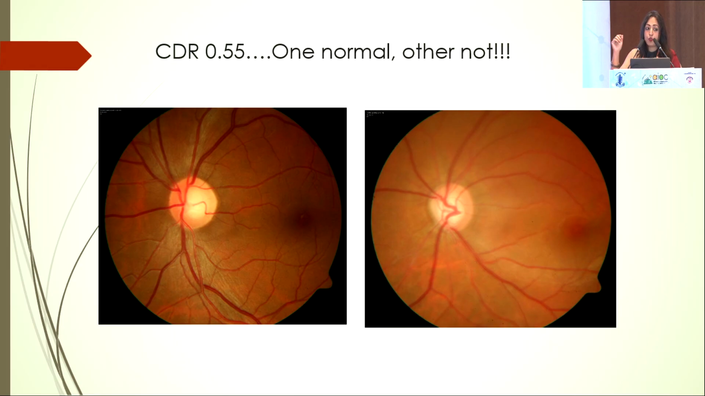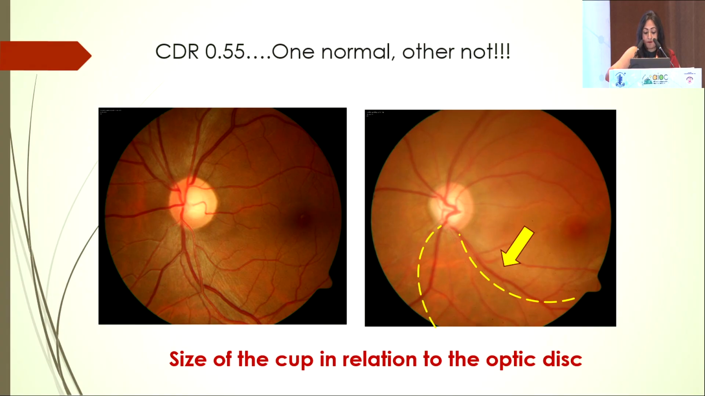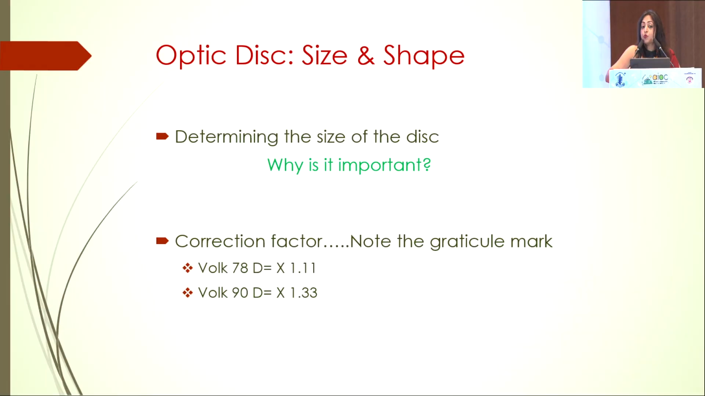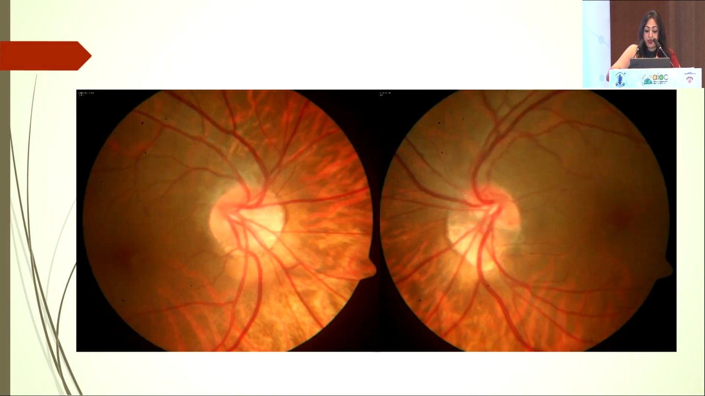So here we have two pictures. If I asked you the CD ratio in both the pictures, both of them are roughly 0.55, but then the right one is a normal disc. It's a large disc. The left one has a focal notch inferiorly with a corresponding NFL defect, and that's an abnormal disc, right? And how do we actually calculate it? Look at the graticule mark at your slit lamp and multiply it with the correction factor with respect to the lens that you're using.